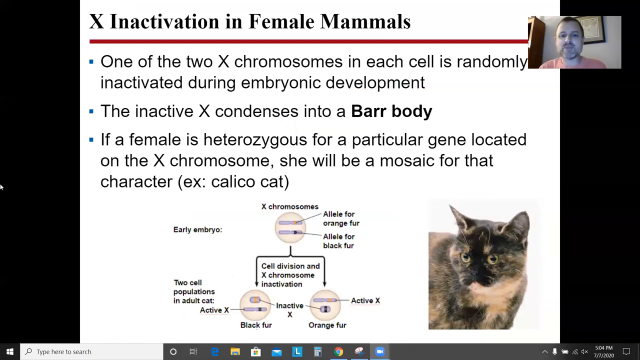So girls don't need two X chromosomes. You know, guys only have one, and they do just fine. I guess that's debatable, but they live and survive just fine. So having two X chromosomes is actually being kind of wasteful. So oftentimes cells will inactivate one of the X chromosomes. It just condenses into a very tight, small little ball. It's like turning off the chromosome, and it's called a bar body. The best example of this is a calico cat.